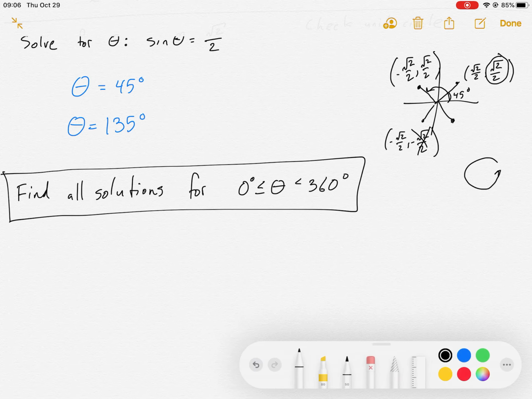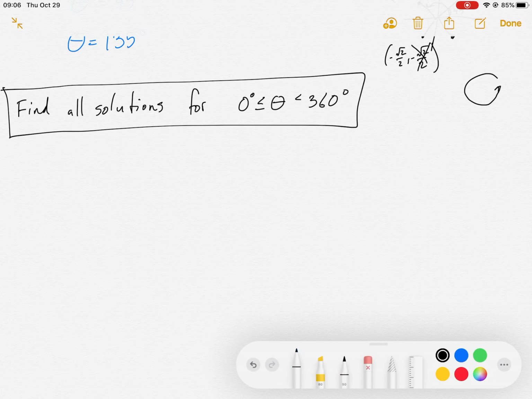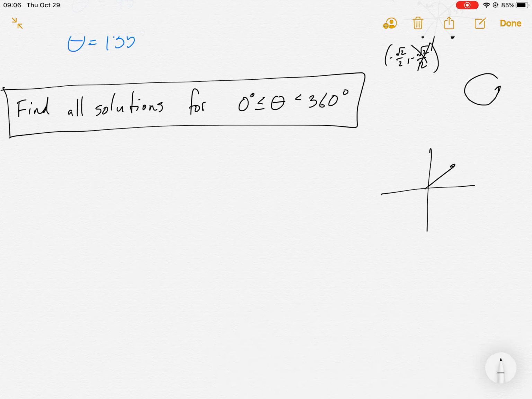You're done, you've solved it. However, there's actually infinitely many more solutions. So let me re-sketch this unit circle. We said that 45 degrees worked. Well, if I go around the circle one full rotation, I'm still in the exact same spot. This angle is coterminal to my original. This would be an angle of 360 plus 45, which is 405 degrees. And I'm still at the same location. And so this is also a solution.